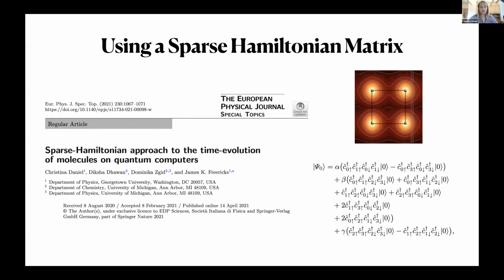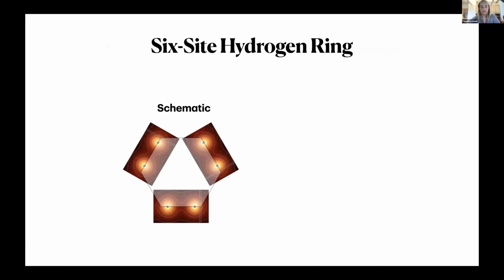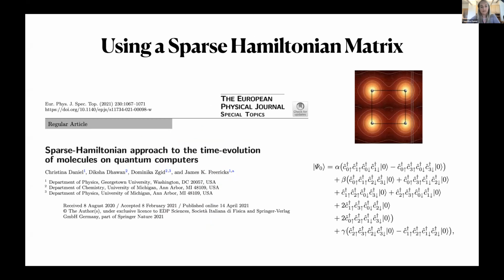A few of us wrote a paper about this idea. We used the Hubbard model and a 4-site or 4-atom molecule. The ground state of the system that we considered is shown on the bottom right. You can see that the ground state is written as a linear combination of occupation number states.